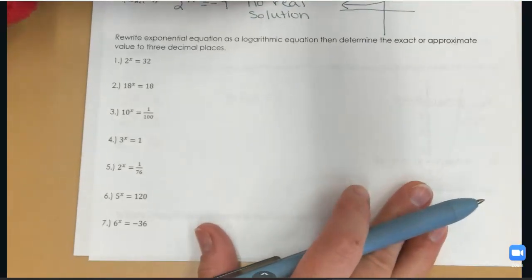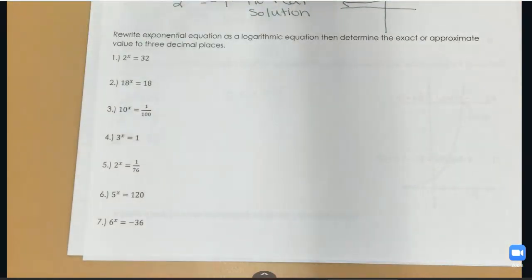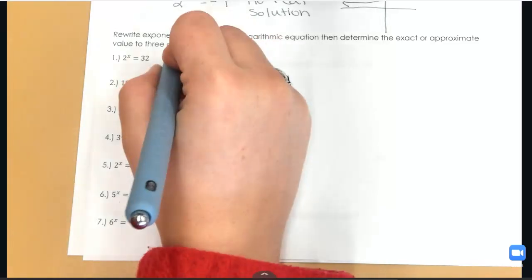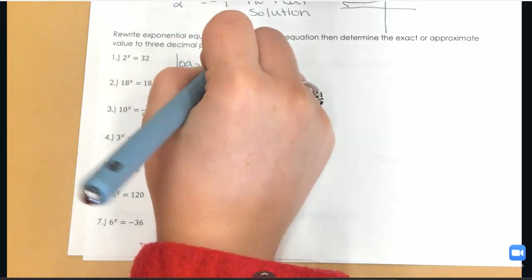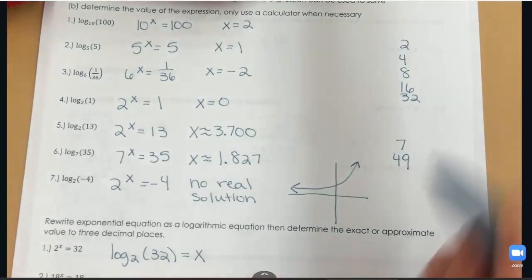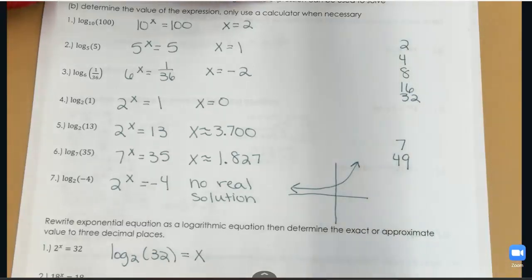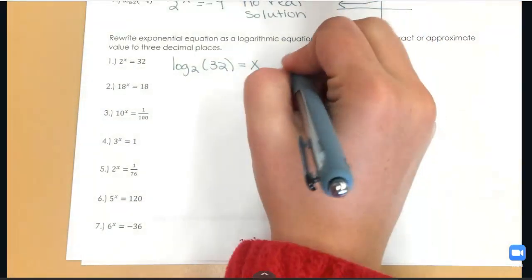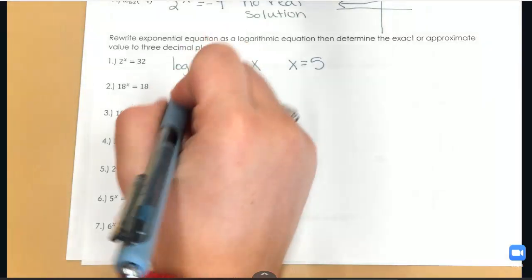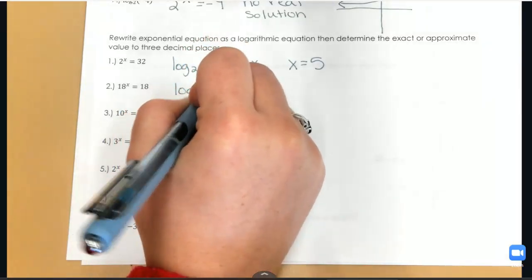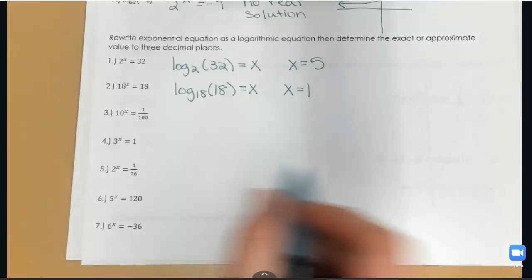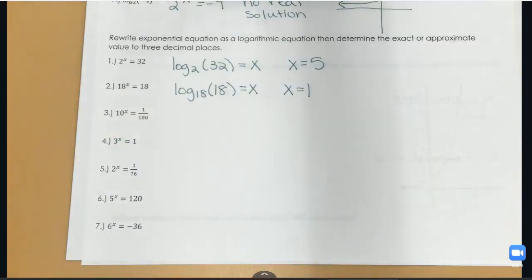Okay, our next set here, we are going from exponential to log, and again evaluating with the calculator only when necessary. So on this one, 2 to the x equals 32. That would mean log base 2 of 32 equals x. And if I recall, I wrote these powers up here. This is to the first, second, third, fourth, fifth power. So x is 5. Okay, on the next one, 18 to the x equals 18. This means log base 18 of 18 is equal to x. Well, that means x has to be 1. Anything to the first power is itself.